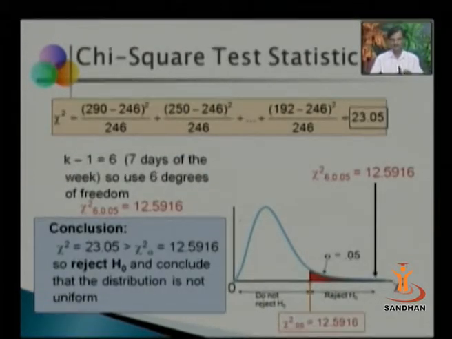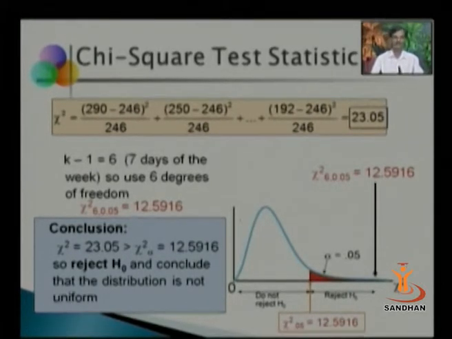So using this test statistic, one can calculate the value of the statistic, that is chi-square, and that is 23.05. Here k is the number of categories, so there are 7 days of the week, and the degrees of freedom is k minus 1.